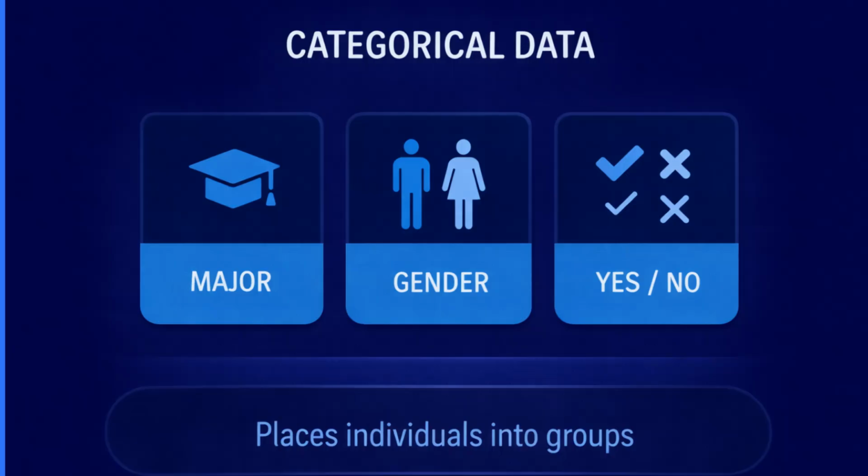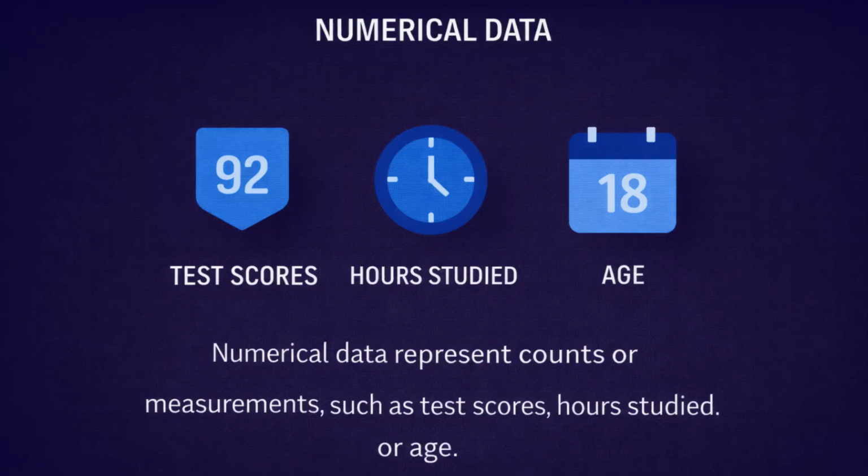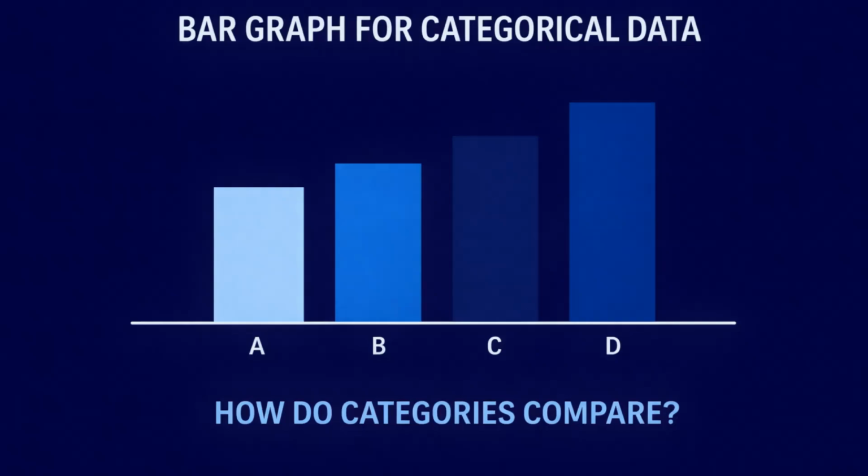Next, let's talk briefly about data types, because this explains which graphs to use. Categorical data place individuals into groups, such as major, gender categories, or yes or no responses. Numerical data represent counts or measurements, such as test scores, hours studied, or age. Bar graphs are used for categorical data. They answer the question, how do categories compare? The bars are separated because the categories are distinct.